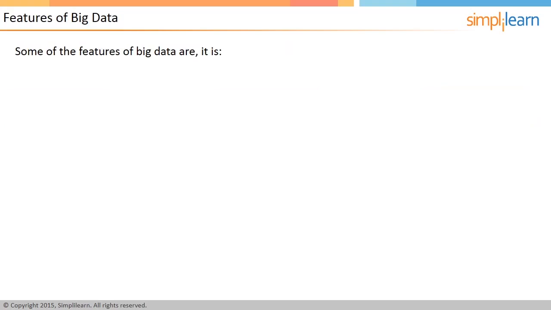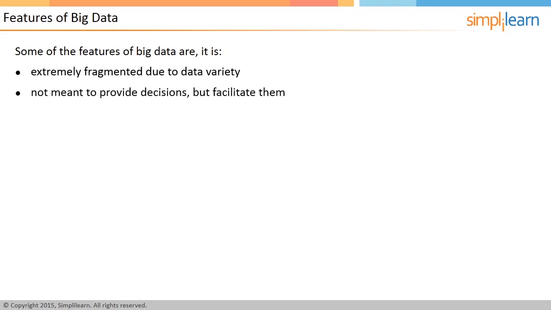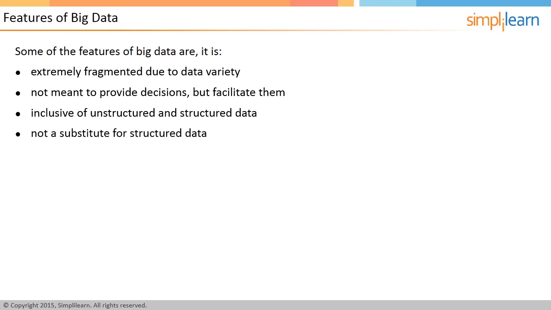Big data has the following features. It is extremely fragmented due to the variety of data. It does not provide decisions directly, however, it can be used to make decisions. Big data does not include unstructured data only. It also includes structured data that extends and complements unstructured data. However, big data is not a substitute for structured data. Since most of the information on the Internet is available to anyone, it can be misused by antisocial elements.